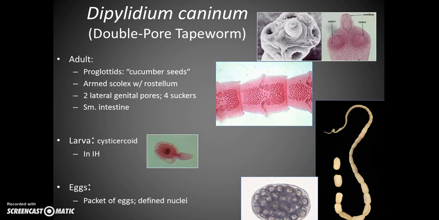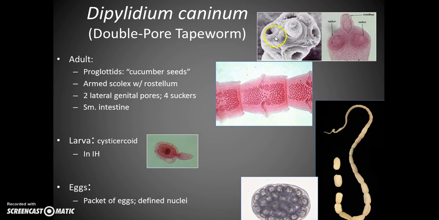Now the adult also has what we call an armed scolex. That means it has teeth or sharp objects coming off of its scolex in order to really anchor into the small intestinal wall. So an armed scolex with a rostellum, and this projection coming out of the scolex is what we call the rostellum. And again, it is armed. It has teeth or sharp objects on it to anchor it in.